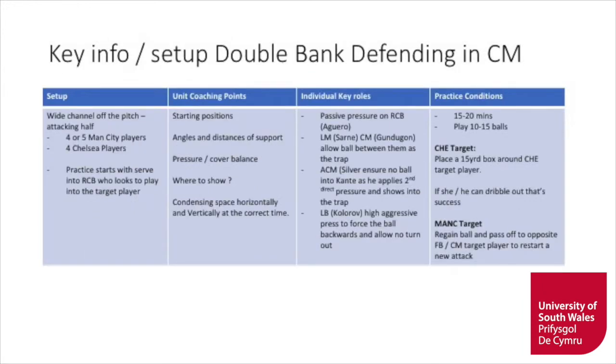And then in terms of the practice function you can design, it would be 15 to 20 minutes with 10 to 15 balls played. Chelsea's target is to place a 15-yard box around Chelsea's target player, and they can dribble out or receive the ball in that target box. And the Manchester City players, their target is to regain the ball and pass it off to the opposite fullback or centre midfield player, who acts as their target player in order to restart a counter-attack.